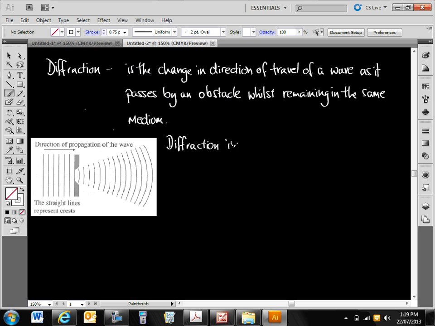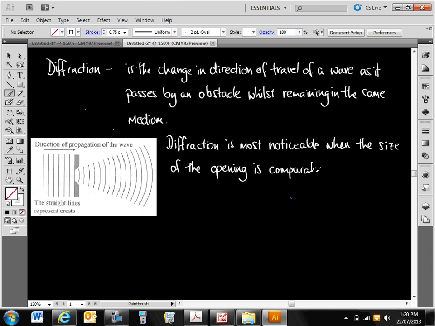Diffraction is most noticeable when the size of the opening is comparable to the wavelength of the wave.